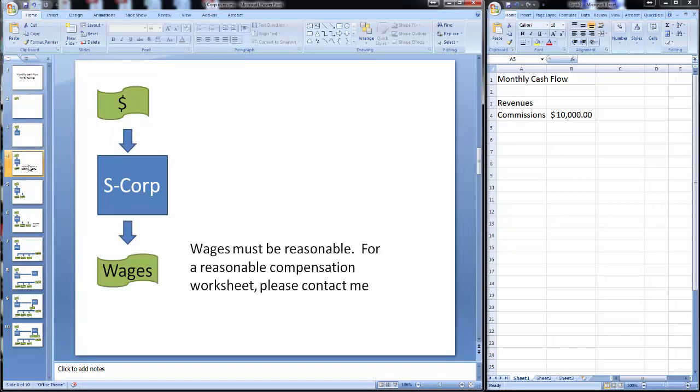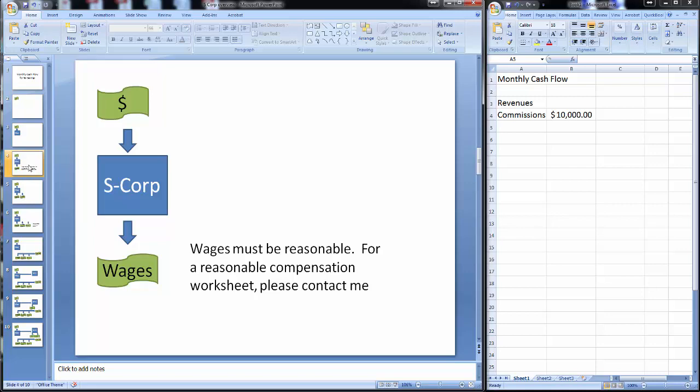The next thing we do is, how are we going to pay ourselves? How do we take that money out of the S corporation? Well, the first and the most important way we take it out of the S corporation is through what's referred to as wages. Now, wages must be reasonable compensation. I have a reasonable compensation worksheet that I'd be happy to share with you. Just go ahead and contact me and I'll get that over to you.